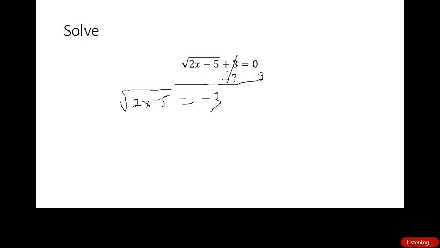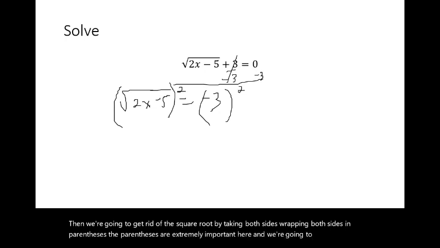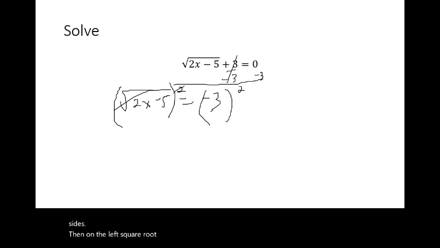Then we're going to get rid of the square root by taking both sides, wrapping both sides in parentheses. The parentheses are extremely important here. And we're going to square both sides. Then on the left, square root and square cancel each other out, leaving you with 2x minus 5. And then on the right, negative 3 squared, because the negative is inside the parentheses, the negative is also getting squared. So negative 3 times negative 3 is positive 9.